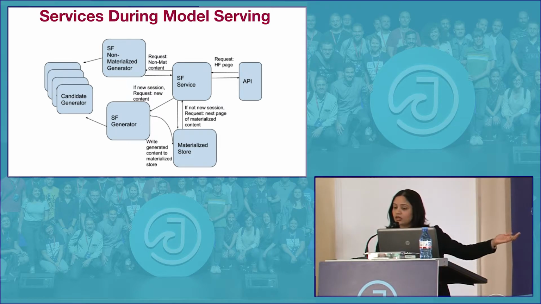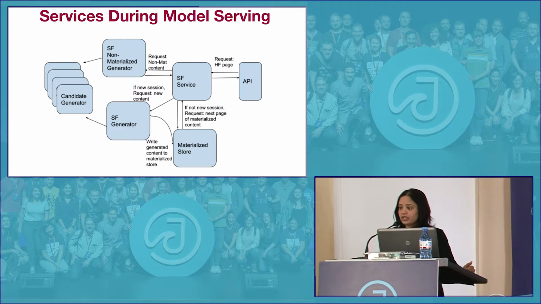So let's talk about this from the left-hand side. The API layer is when the user goes to Pinterest.com, signs in, and hits home feed. That's when the request comes in. Now, when the request comes in, the request goes to the smart feed service. That's the SF service right here.